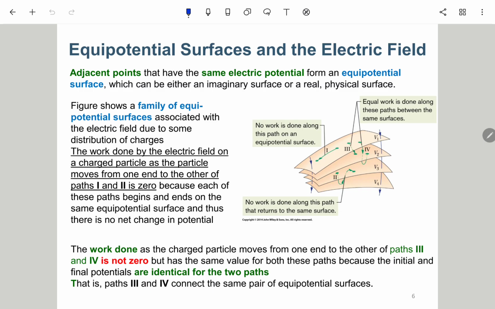Okay, so next we try to talk about the equipotential surface. Actually, it's related to the electric field lines. Here it says adjacent points that have the same electric potential form an equipotential surface, which can be either an imaginary surface or a real physical surface.